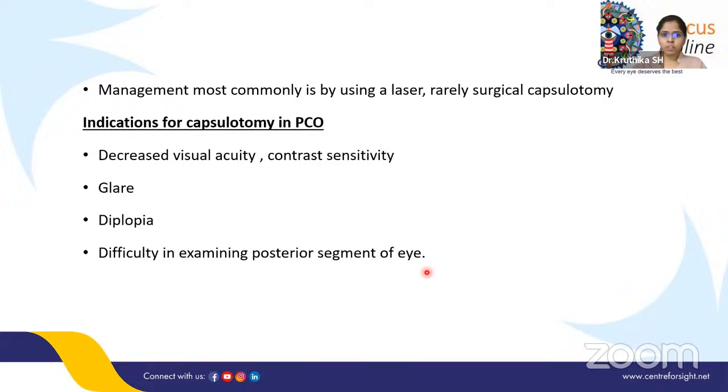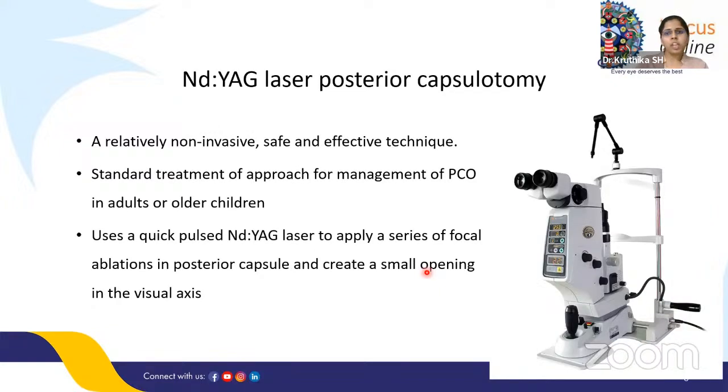Management of posterior capsular opacification, conventionally, is most commonly done using a laser. Rarely it is done by surgical capsulotomy. Indications for this type of capsulotomy in a case of posterior capsular opacification are decreased visual acuity, contrast sensitivity, glare, diplopia, or difficulty in examining the posterior segment of the eye. What is used in case of posterior capsulotomy? To treat the posterior capsular opacification, as all of us know, the most commonly used is the Nd:YAG laser machine.